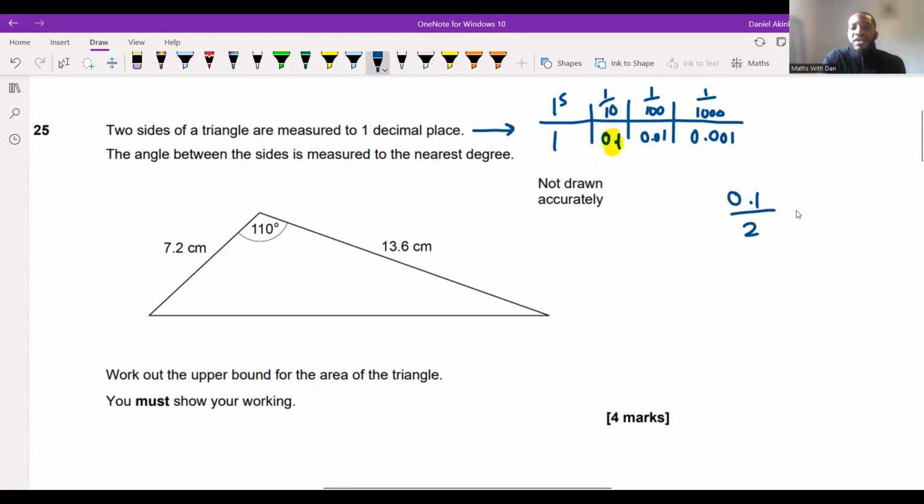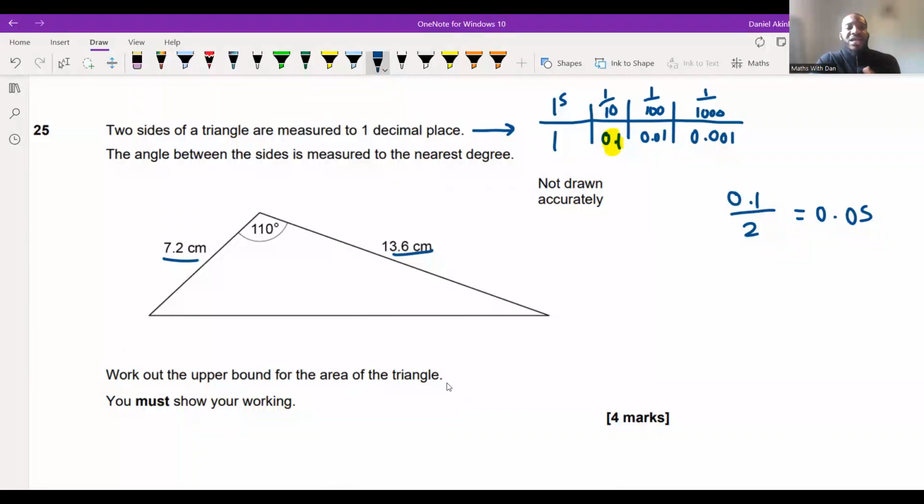I'm going to halve it to give me 0.05. And then to get the bounds of any distances, I'm going to add and subtract that value from whatever values they're given to us. So they said there's two sides. If I wanted the upper bound of 7.2, I would do 7.2 plus 0.05. To get the lower bound, I'll do 7.2 minus 0.05, and so on and so forth. Does that make sense as a starter?